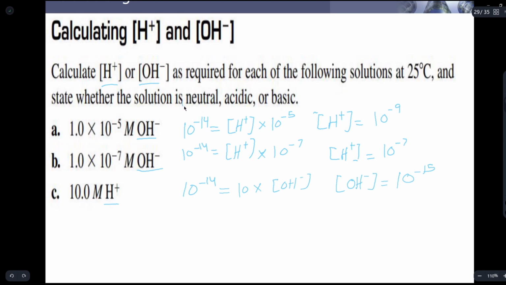Okay, so now we move on to the second part, which is determining whether it is neutral, acidic, or basic. In A, the OH minus concentration is 10 to the power of negative 5, while the H plus concentration is 10 to the power of negative 9, meaning we have more OH minus than H plus, meaning this solution is basic. In B, we have the same amount of OH minus as we have H plus, meaning this solution is neutral. And in C, we have way more H plus than OH minus, so we can immediately tell that this is acidic.